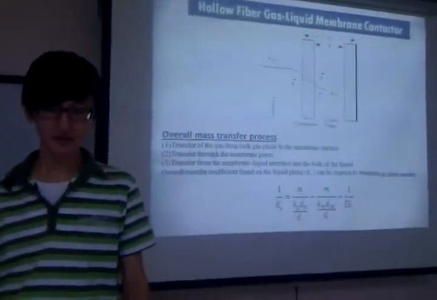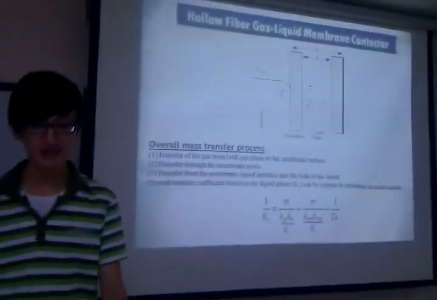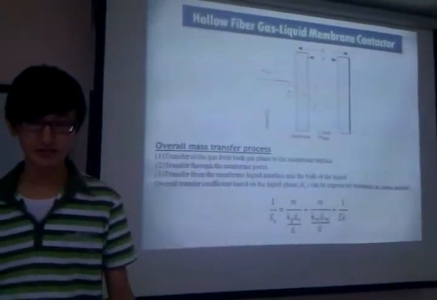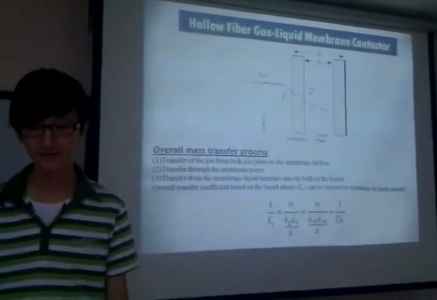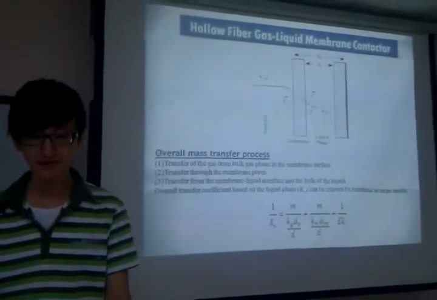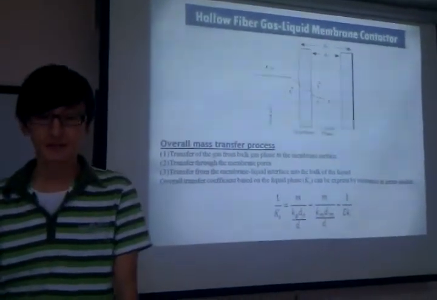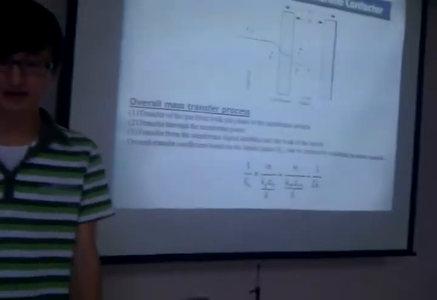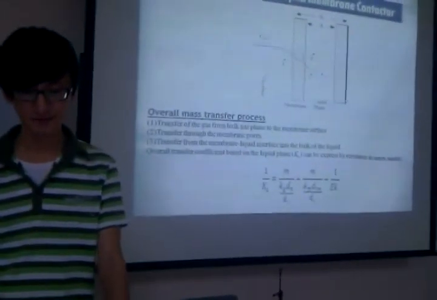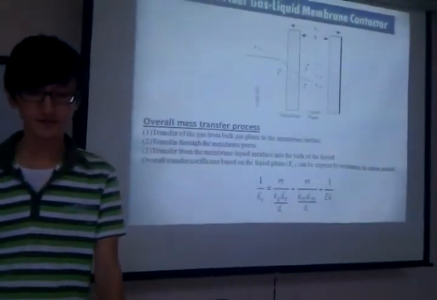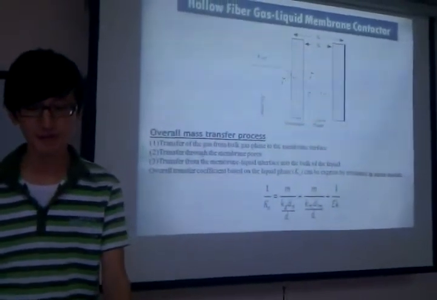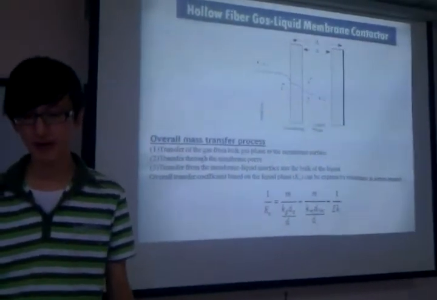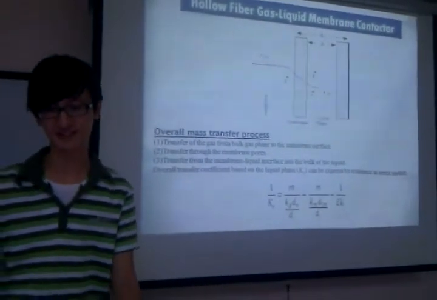And then I want to talk on the overall mass transfer process. It can be divided into 3 parts. First of all, there is transfer of gas from the bulk gas phase to the membrane surface. The bulk phase consists of carbon dioxide and hydrogen sulfide. And then the second is transfer through the membrane pore, and the last one is transfer from the membrane liquid interface into the bulk of the liquid phase.